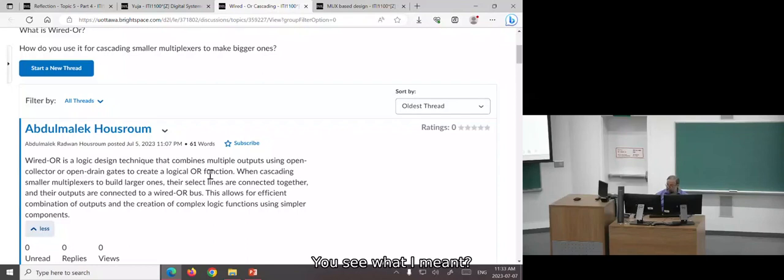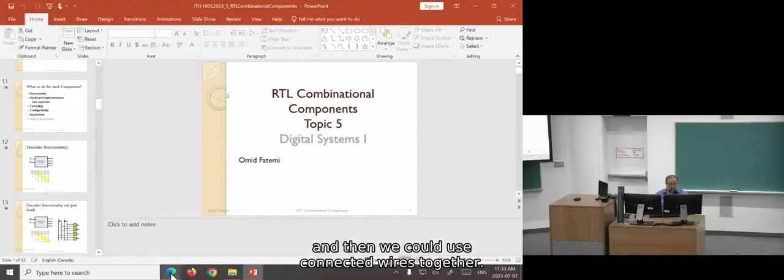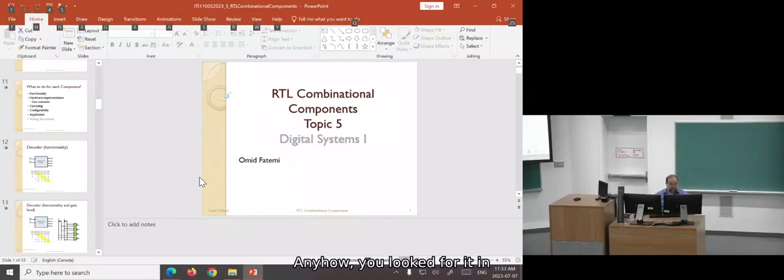We were talking about tri-state logic, and when something has high impedance at the output, we could connect the wires together. We talked about that, but how do we implement it? We will implement that using some kind of open collector, open drain, or the transistor that I showed you in the class. Anyhow, you looked for it on the internet, and this would be a valid response.